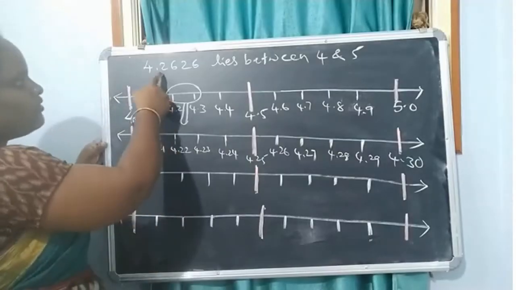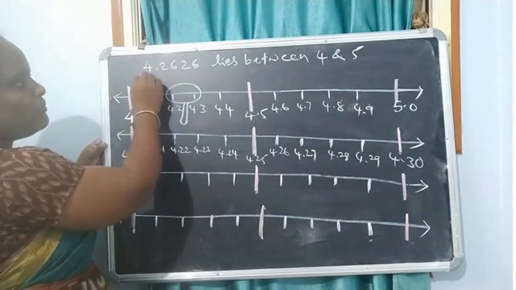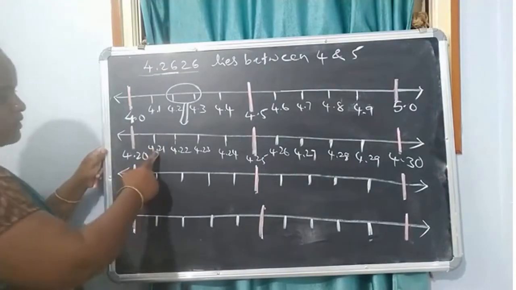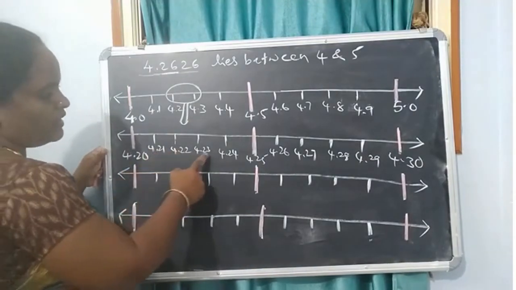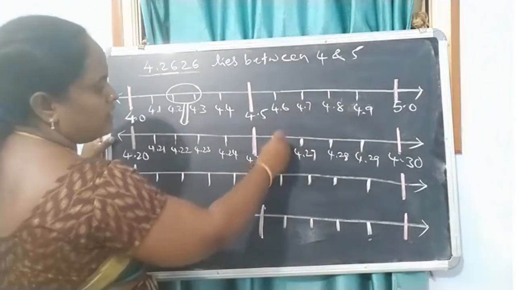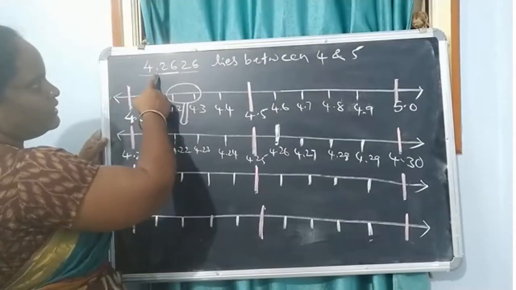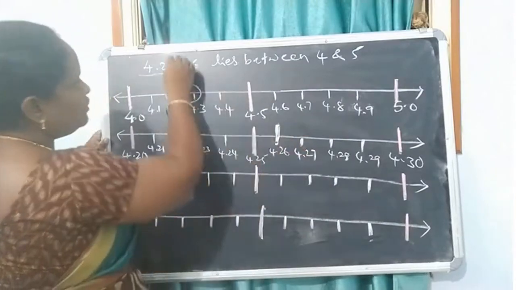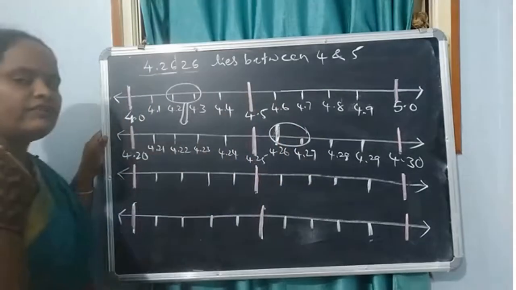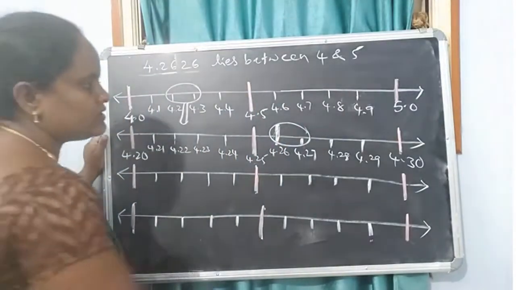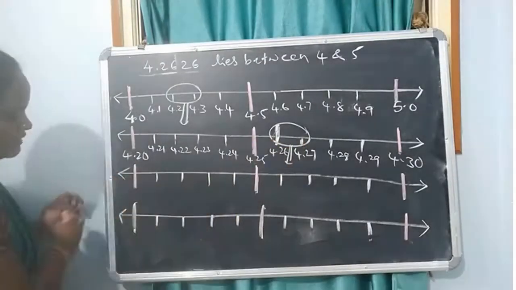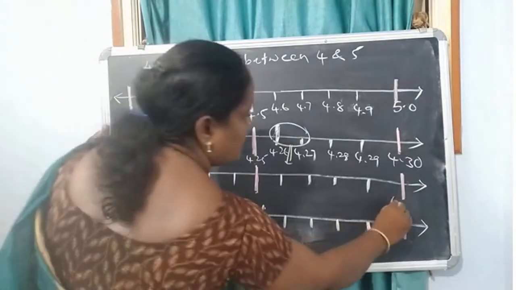Now where does 4.2626 lie? Up to 2 decimal places, 4.26, where is 4.26? Then 4.21, 4.22, like this. This is 4.25, 4.26. So 4.2626 will be after this, but before 4.27. So here it will be in between 4.26 and 4.27. Now let us magnify it with the magnifying glass. So here I am going to take this portion now. So this is 4.26 and 4.27.